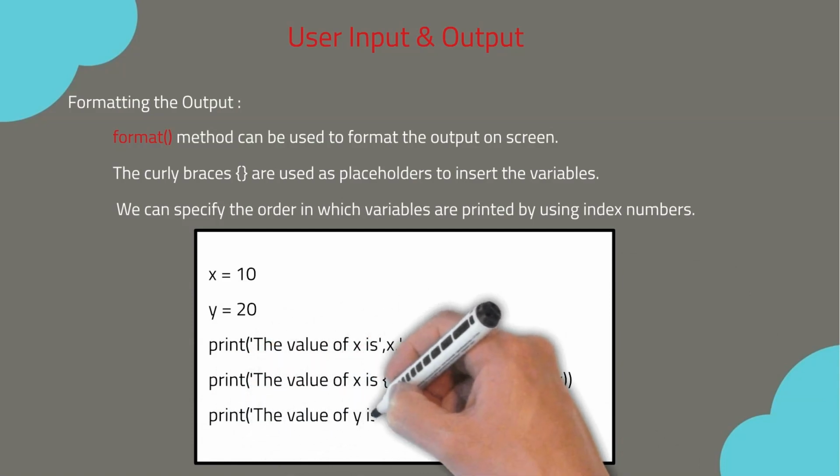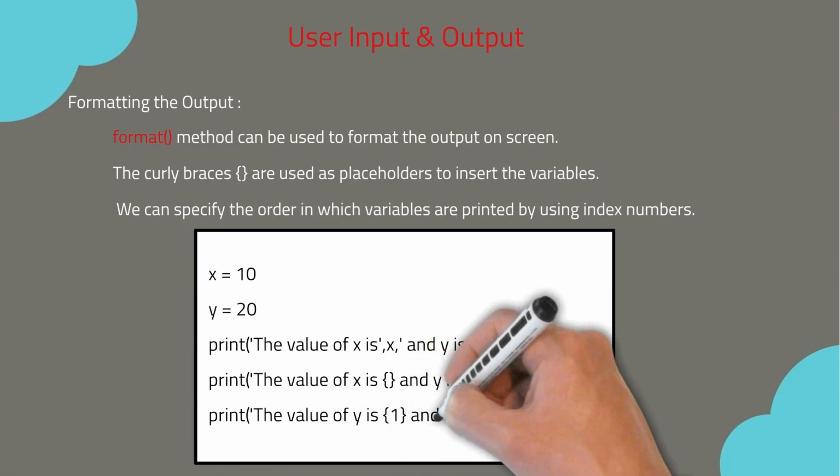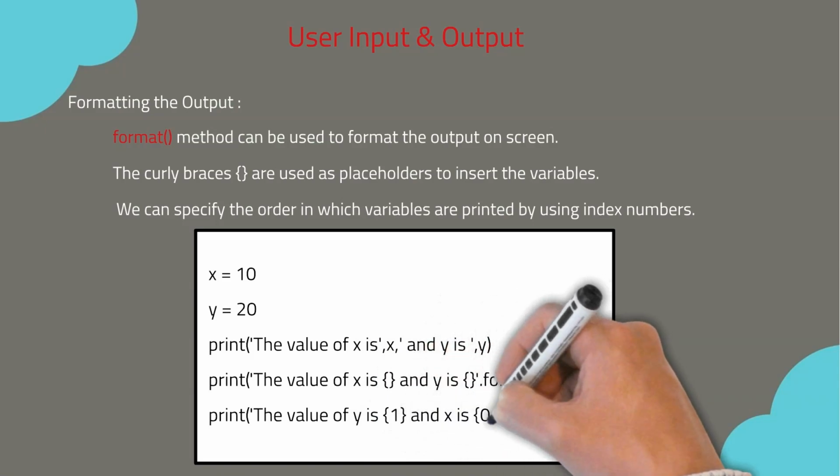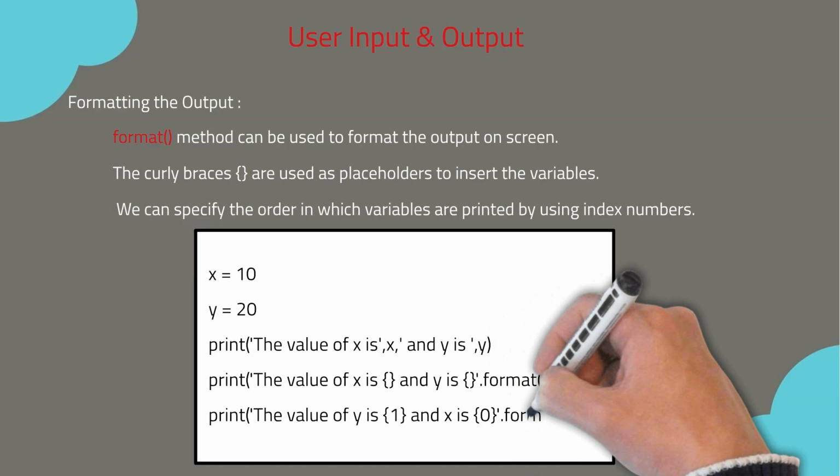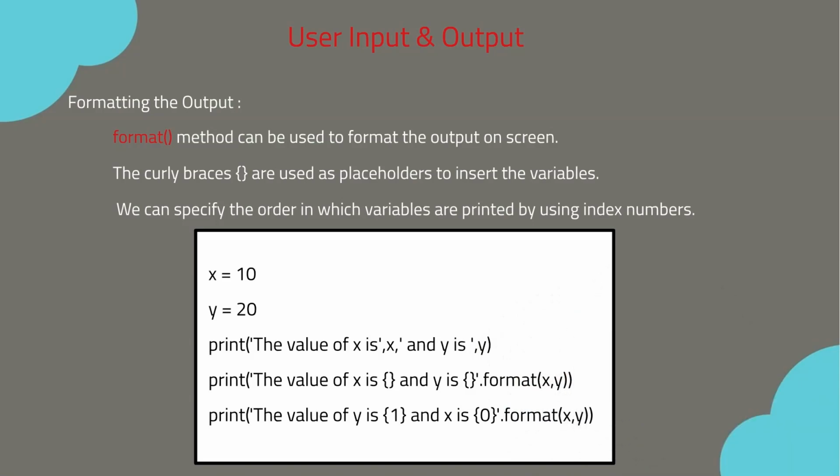The values of x and y in this case are substituted in the same way they're declared in the print statement. If we want to place the values in a different order than what's mentioned in the format function, then we can use the index number inside curly braces, as is done in the third print statement. The value of x will go to index value 0 and the value of y will go to index value 1.